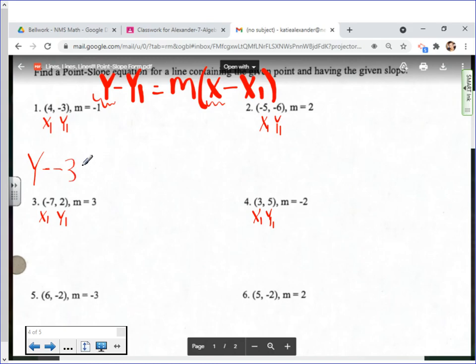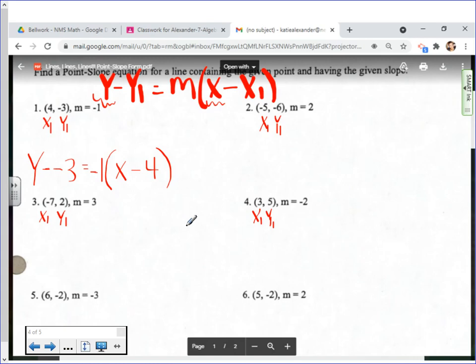The next thing it asks us for in our equation is an equal sign, so I wrote an equal sign. And then it asks for m. On this side, it just tells you what m is. In this case, it says m is -1, so instead of writing m, we're going to replace it with -1. I'm going to write my parentheses. Your X stays an X. It does not get a number in its place, but you're going to put a minus sign, and then you'll put X1, which in this case on number 1 is 4. So I'll say X minus 4.